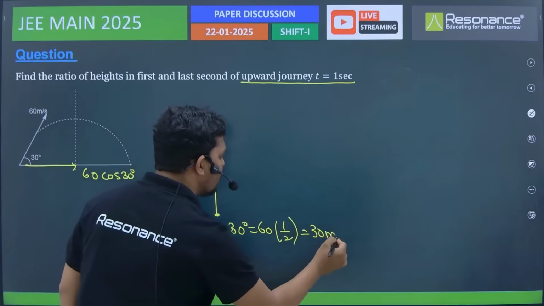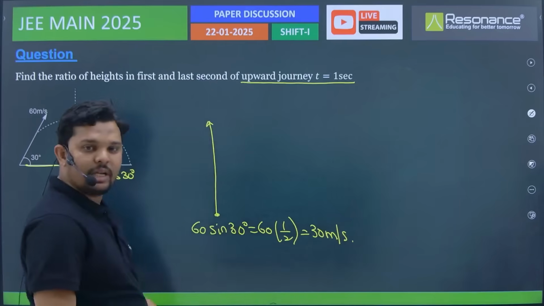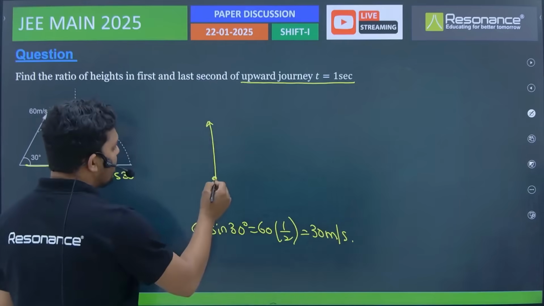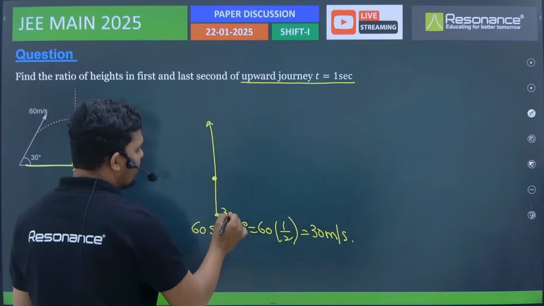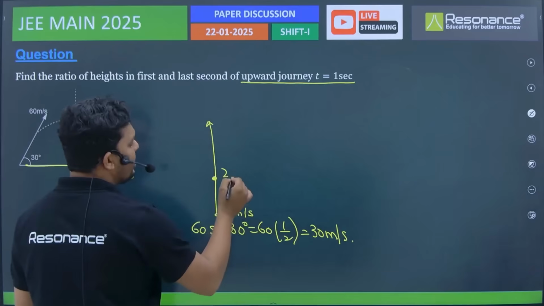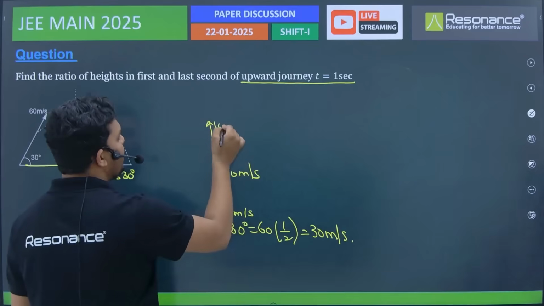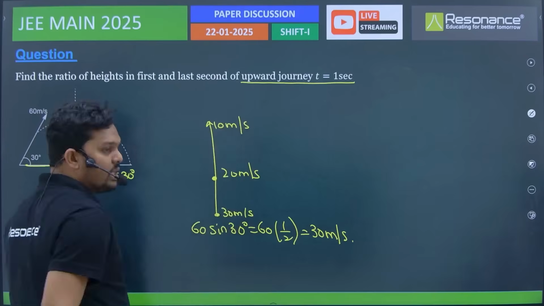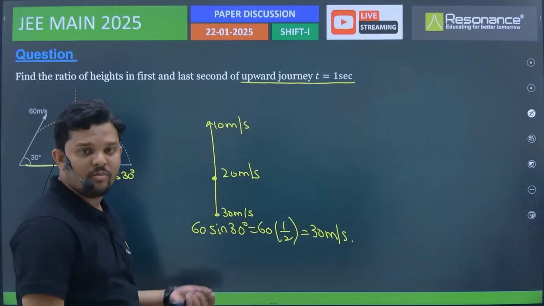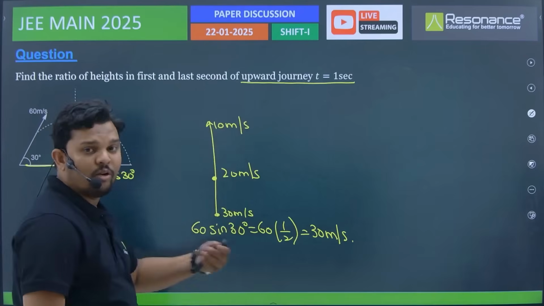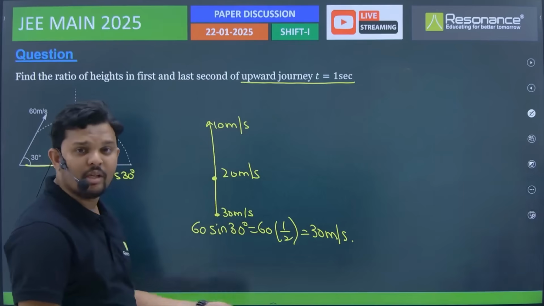30 meters per second. Now in the first second it is going to go for this part till here, that is first 30 meters per second, then after that it's going for 20 meters per second, then finally at 10 meters per second it comes to the rest position. There are many ways to simplify this question, but one of the ways I'm going to show you is Galileo's law.